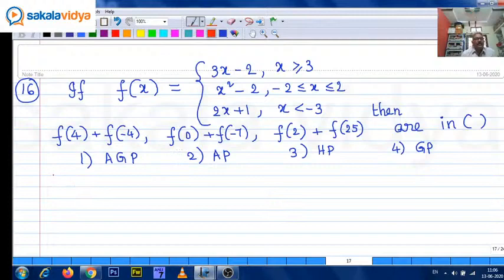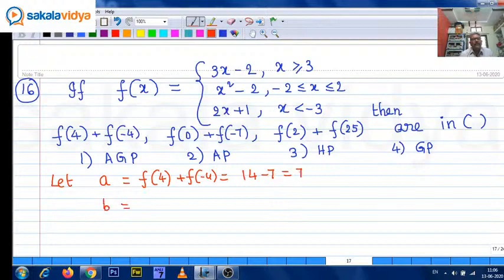So first let us say A equals f of 4 plus f of minus 4. The 4 belongs to this first interval. So 4 times 3 is 12, 12 minus 2, 14. Minus 4 belongs to this interval. Minus 4 into 2, minus 8, plus 1, minus 7. 14 minus 7 is 7.